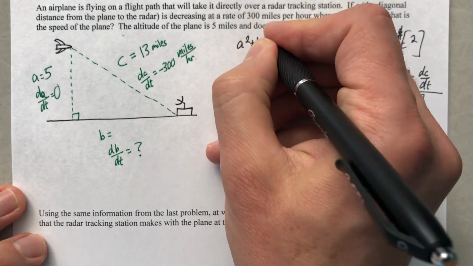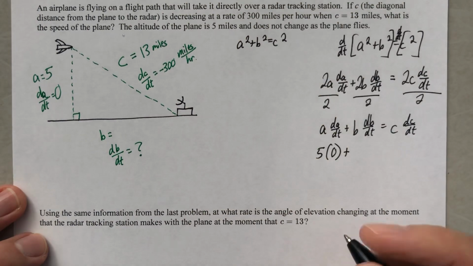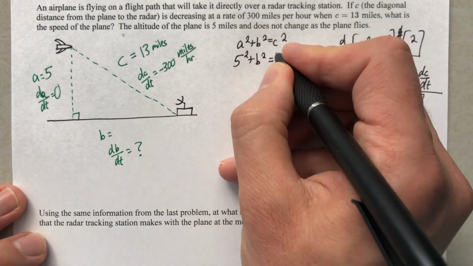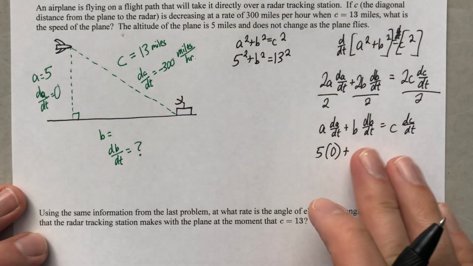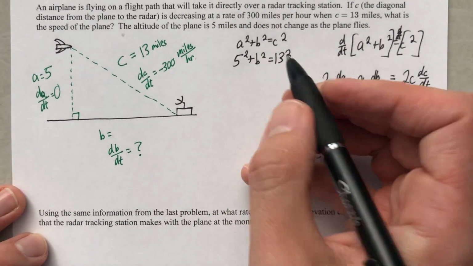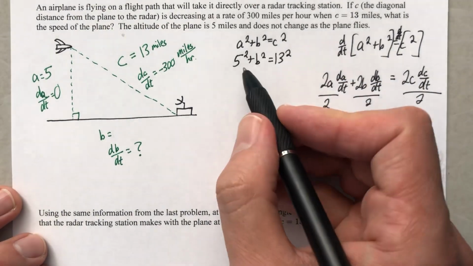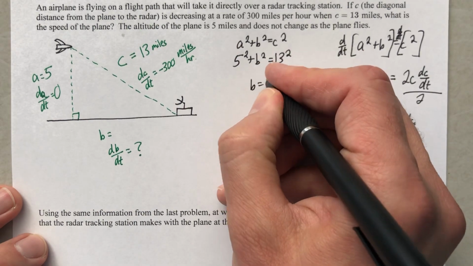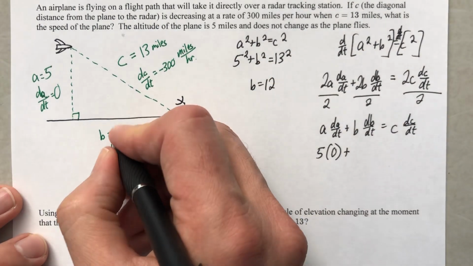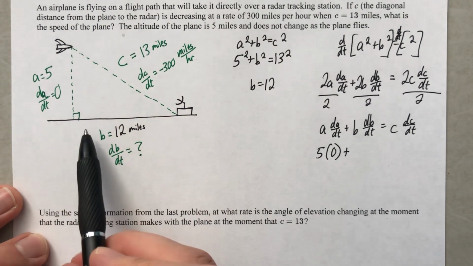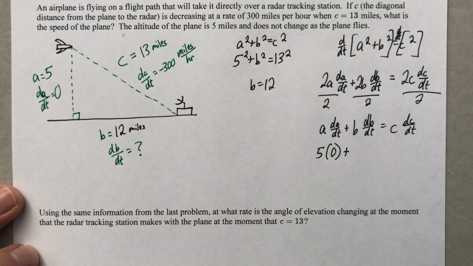A squared plus B squared equals C squared. A is 5. B, we don't know. C is 13. So sometimes you have to pause your calculus to do your algebra, right? So I'll go ahead and save you the trouble. This is a very common right triangle. 5, 12, 13. Trust me, it works. 12. So we now know that B is 12 miles, actually. Horizontal distance the plane is 12 miles from the radar tracking station.